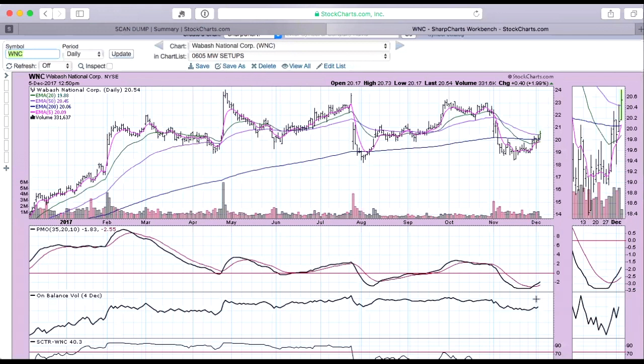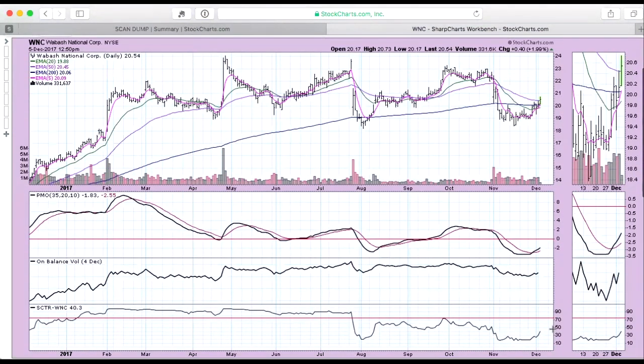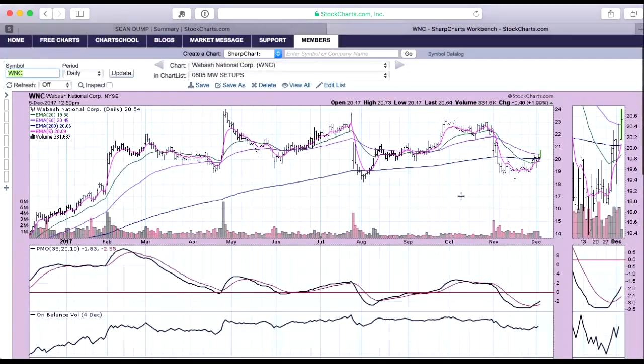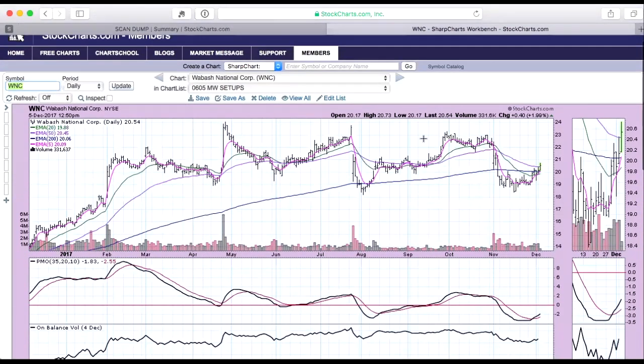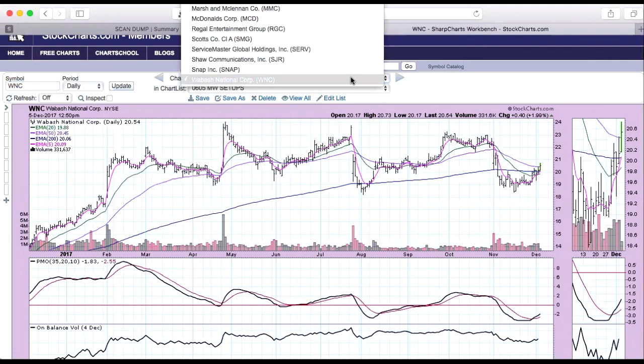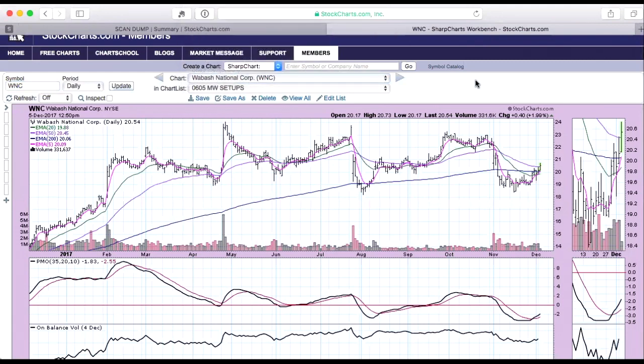Look at the PMO. Really nice undulating move with that buy signal that's clean, not a lot of twitch. So I like seeing that. And the scooter is starting to come to life as well. So I thought that was a pretty interesting chart breakout. And that concludes all of mine.